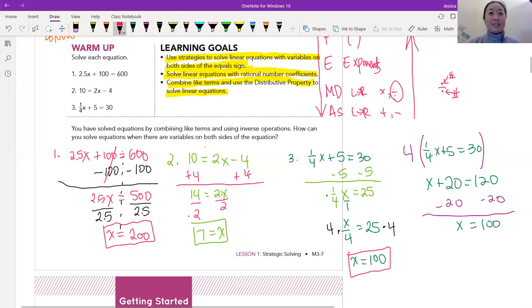All right, so here we go. So here's our divide by 2 on both sides. And why 2? Why not 14? Because the whole point of this is to get x by itself.